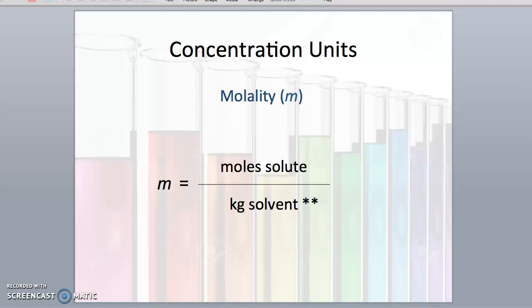Next up is molality, and molality is a lowercase m, and it's often italicized, and this one's pretty unique. It's moles of solute, just like molarity, but now it's kilograms of solvent. And this is, I think, the only concentration unit we're going to use where the denominator is only the solvent. So moles of solute over kilograms solvent.